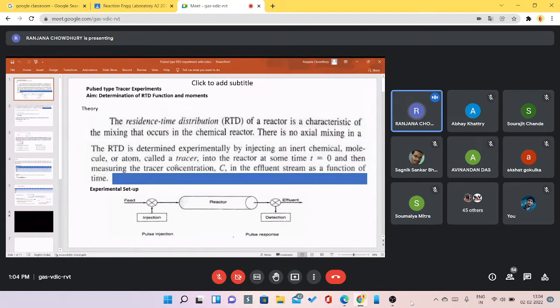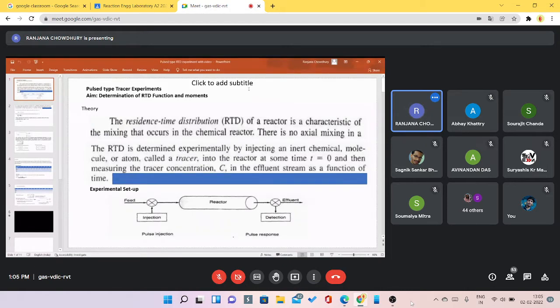It characterizes the mixing pattern which occurs in the reactor, because in case of plug flow we assume that there is no mixing or dispersive component present in the system, so that is for an ideal PFR. And in case of a CSTR, we assume that the system is perfectly mixed. So both of them are not fully correct in case of real reactors.